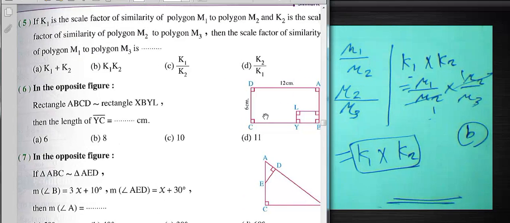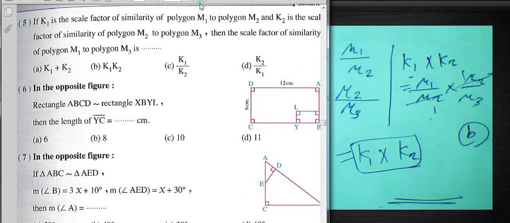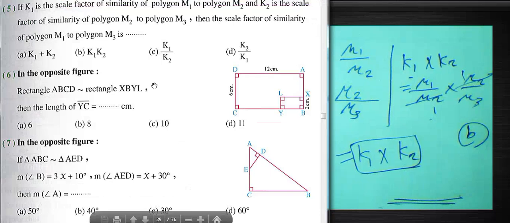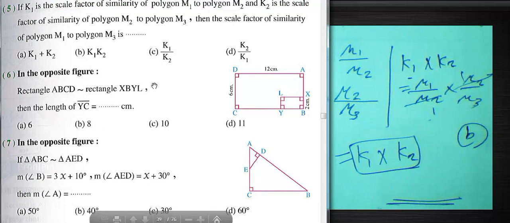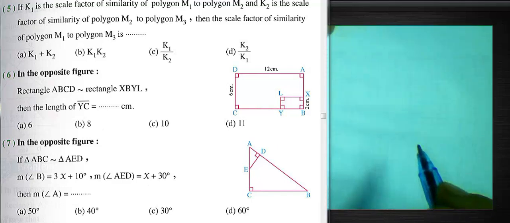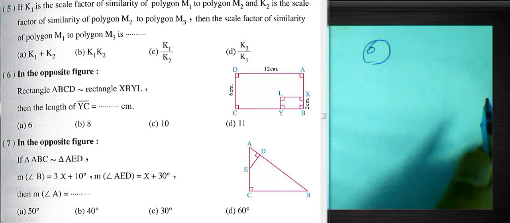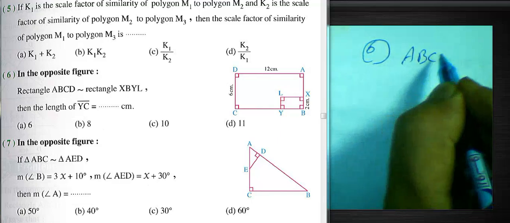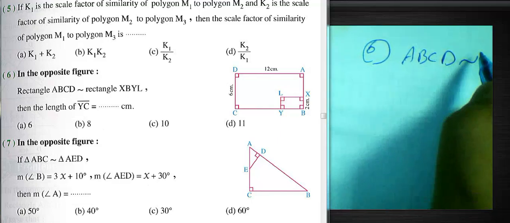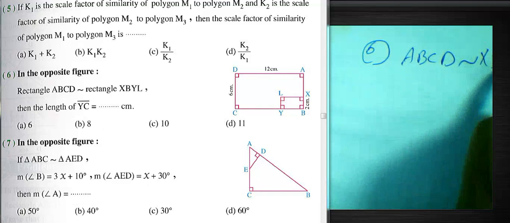Question number 6. In the opposite figure, rectangle ABCD is similar to rectangle XBYL, then the length of CY equals blank centimeter. Okay, I will solve it here. Look here. Question number 6. ABCD similar to XBYL.